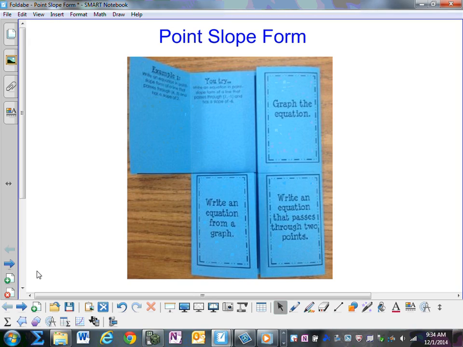Point-slope form. Today we'll be writing in point-slope form. We'll write an equation in point-slope form, we'll graph the equation, we'll write an equation from a graph, and we'll write an equation that passes through 2 points.